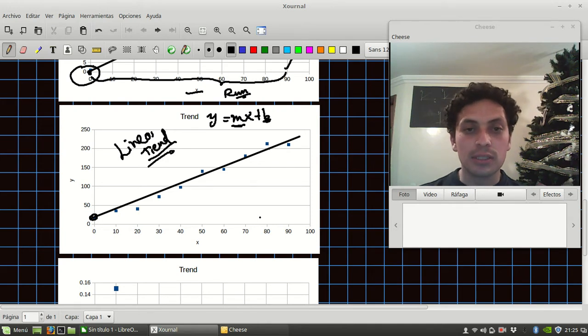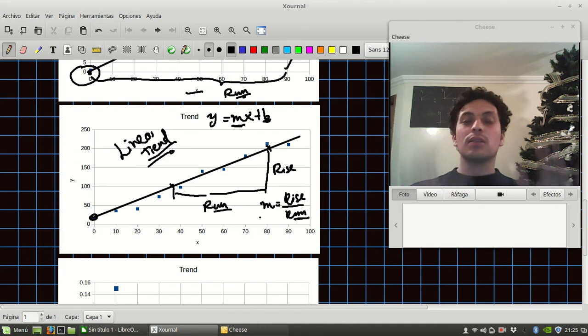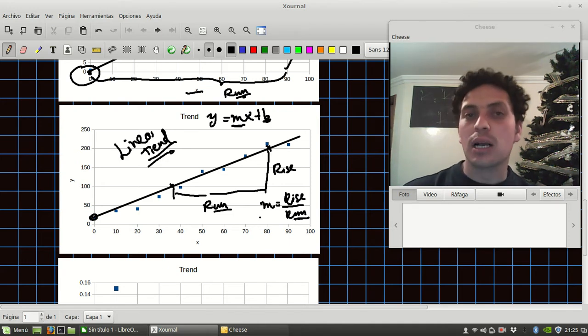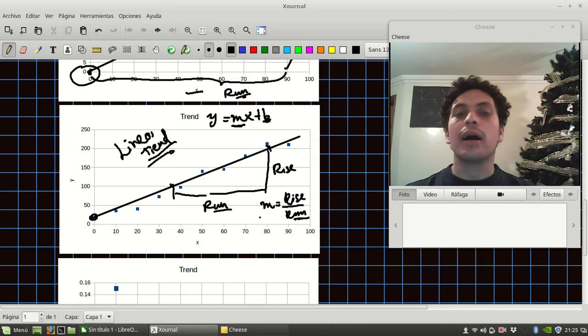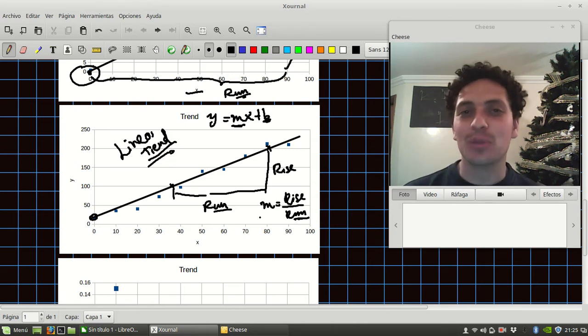just rise over run. So take 2 points on the graph, rise or change in y, over run, change in x. Okay, and then you determine the slope. So if you want, stop the video, calculate the slope here, and write in the comments what is the slope. Okay, that's a very important exercise.